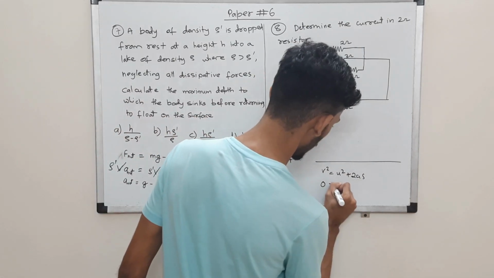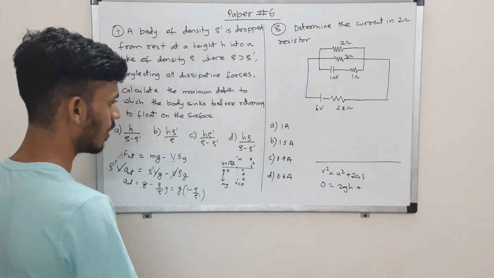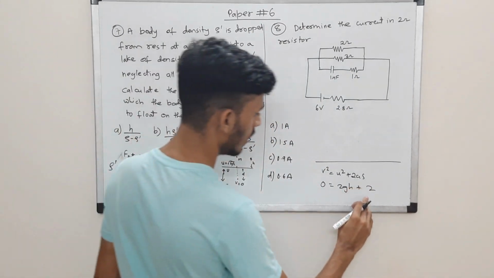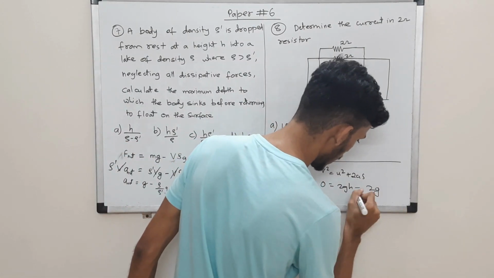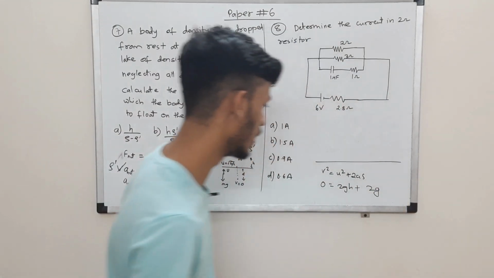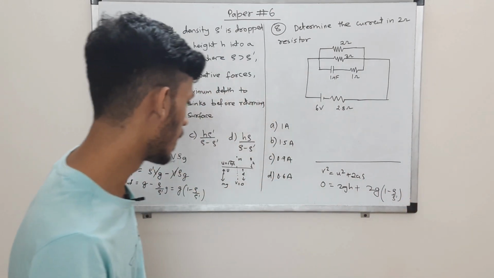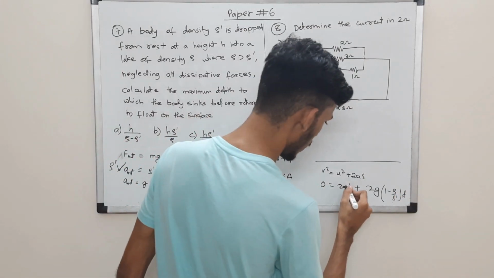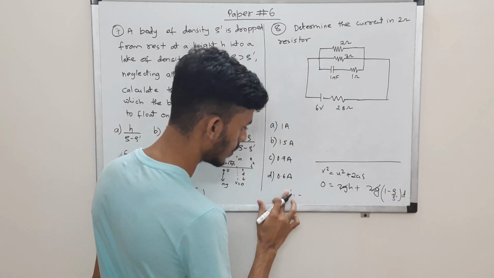So v, the final velocity, is 0, u square will be 2gh, and then we have 2as. 2 into acceleration. The acceleration is actually retardation, so I can use minus. But here we are getting the acceleration as positive only, so we'll substitute that. So it will be g into 1 minus rho upon rho dash into d, where d is the maximum depth over here. You are supposed to solve this. You can cancel 2g. We are supposed to find d, right?